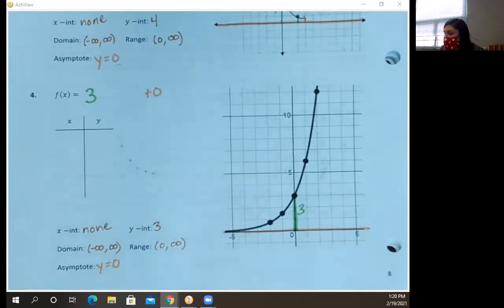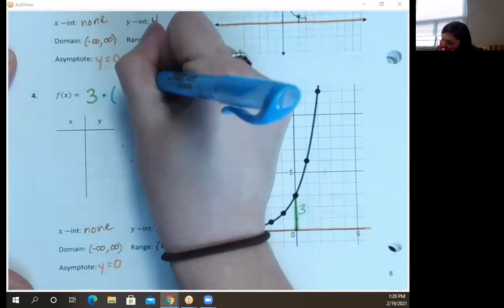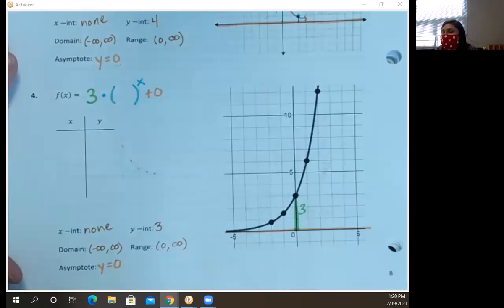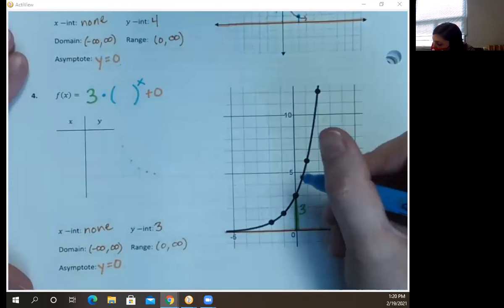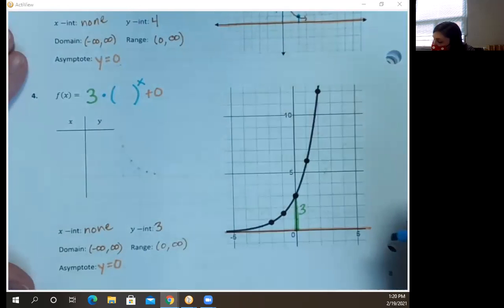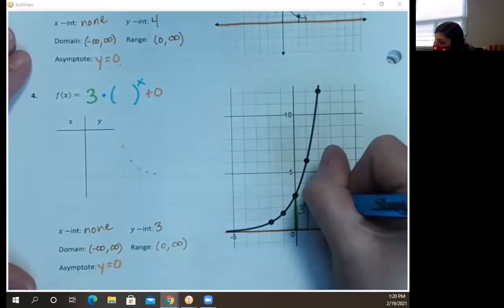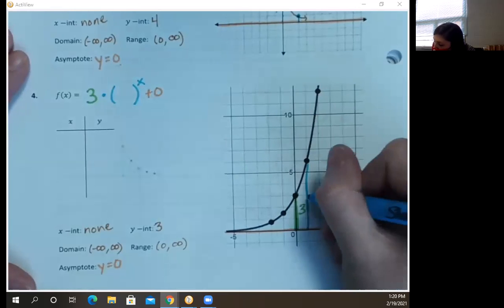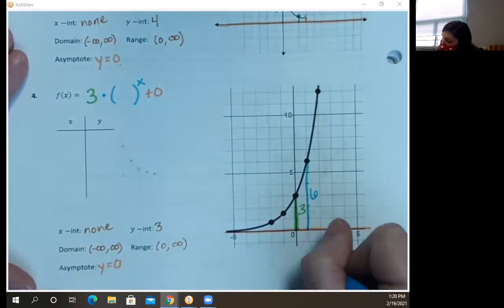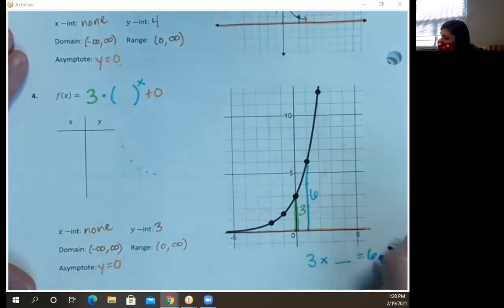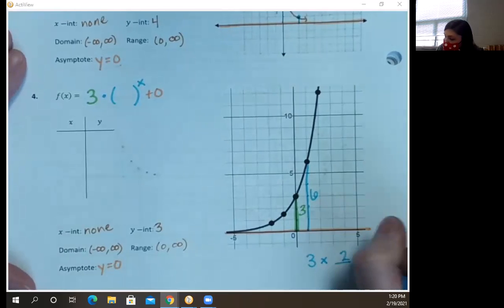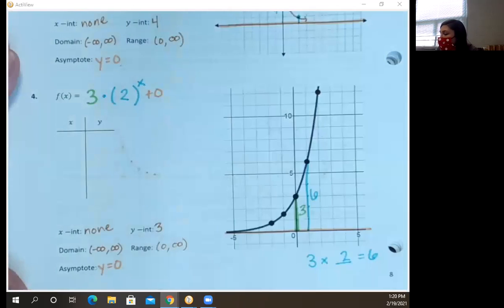And then the last thing I'm going to look at is how are these y's changing? Because that's what's going to go into parentheses with that x as an exponent. So I start with a distance of 3 between my point and the asymptote. And then my next distance is 1, 2, 3, 4, 5, 6. 3 times what gives us 6? 2. So that means 2 is the base for my exponent.